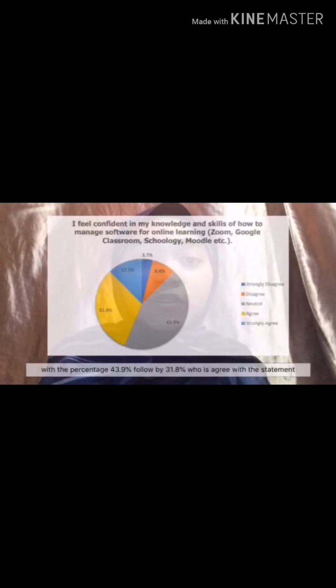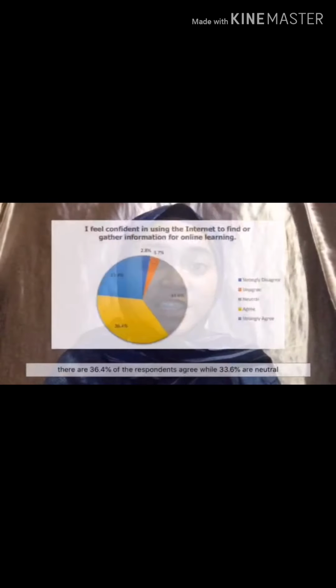Next is asking whether they feel confident in their knowledge and skills on how to manage online learning software such as Schoology, Moodle, and so on. Here we can see that most of the respondents choose to be neutral, at 43.9%, followed by 31.8% who agree with the statement. Lastly is to know whether they're confident using the internet to find information for online learning. There are 36.4% of respondents who agree, while 33.6% are neutral.